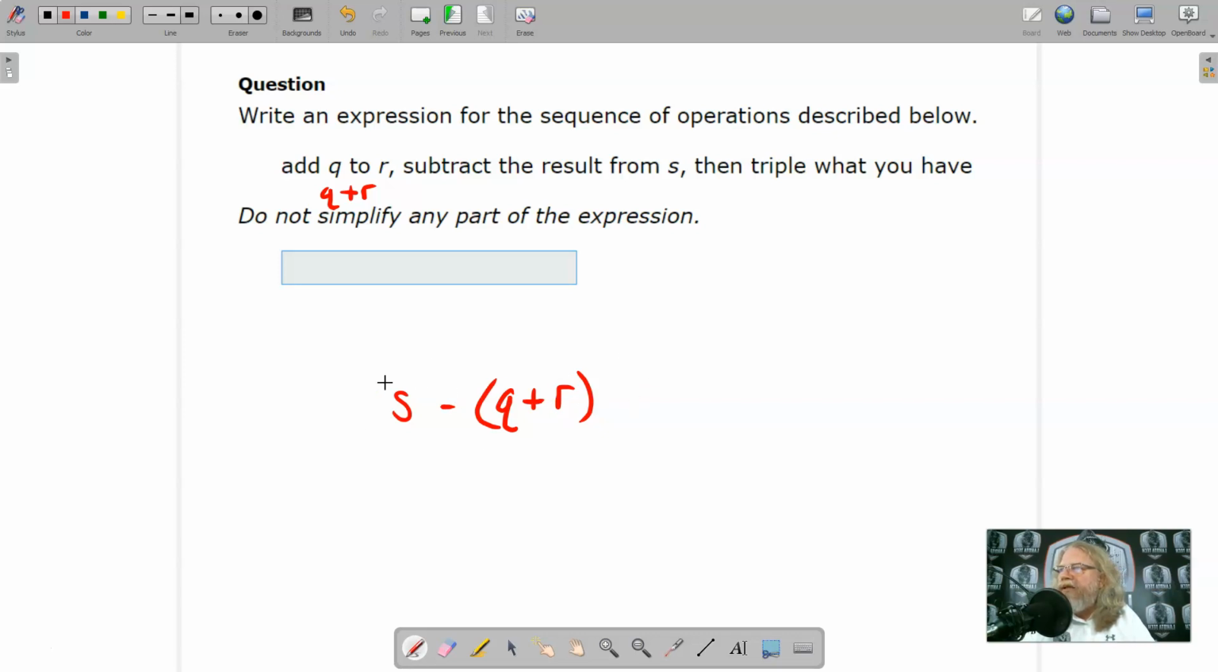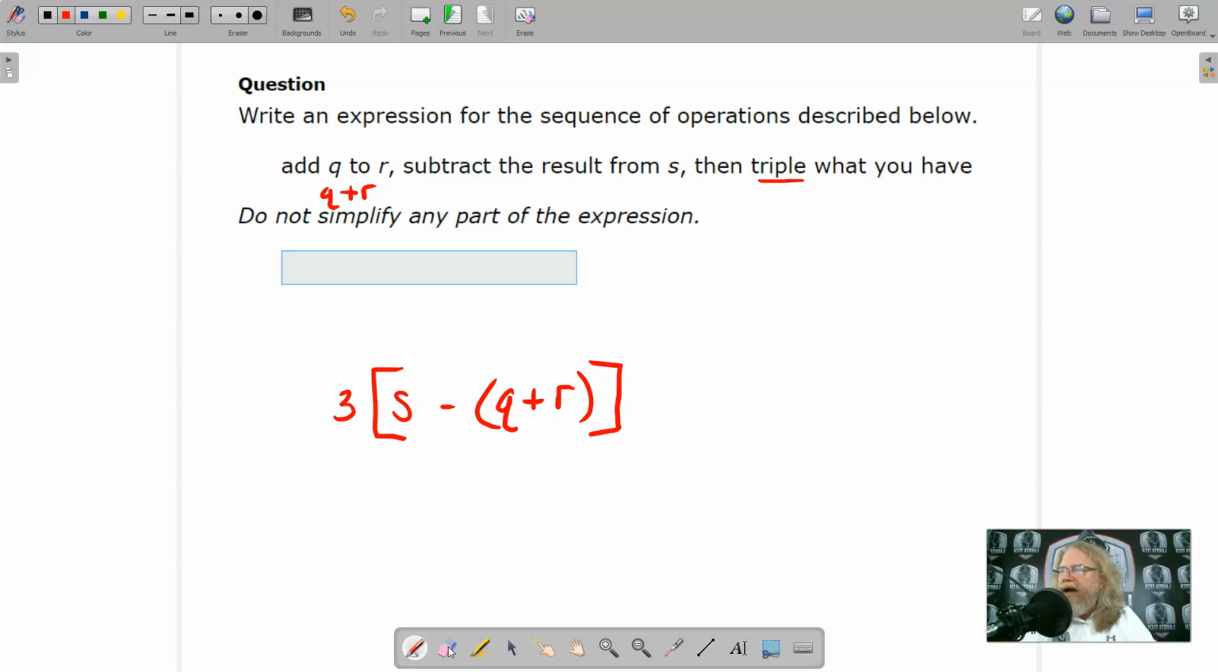So we need another set of brackets or parentheses. We could use parentheses or we could use brackets, either way. Kind of work your way from the inside out. Parentheses on the inside, brackets on the outside. So if a reader were reading this and trying to solve it, they would first have to substitute for Q, R, and S. But they would do the Q plus the R, then they would subtract that from S, and then we're putting the braces there to hold all of that, because then we need to triple it. So that would be 3.